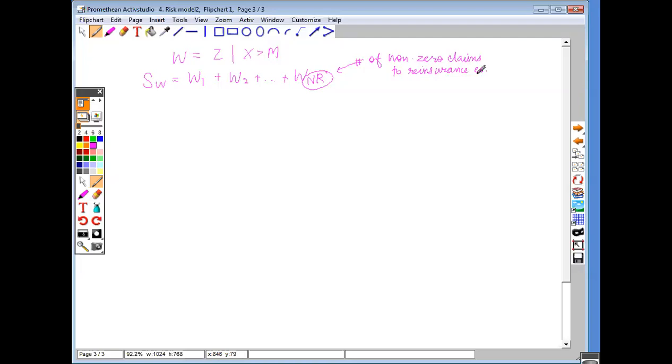So what I have done is, instead of n, I have defined another random variable NR, which measures how many claims I have for the reinsurance company which aren't 0. So basically, the actual number of claims for the reinsurance company. Is this clear to everyone? Does this make sense? Hello, do I have you all?